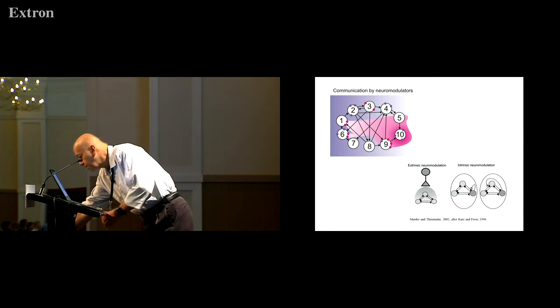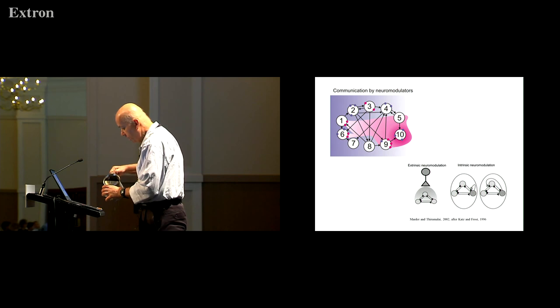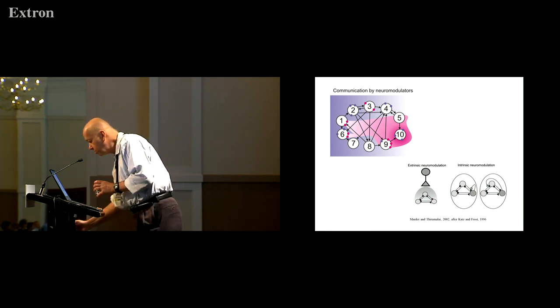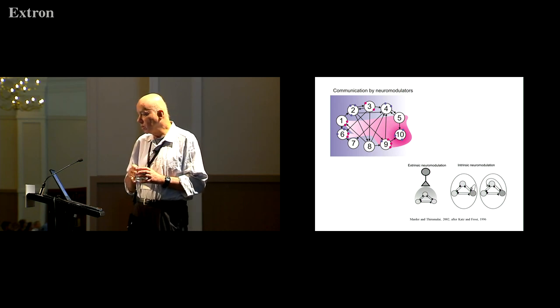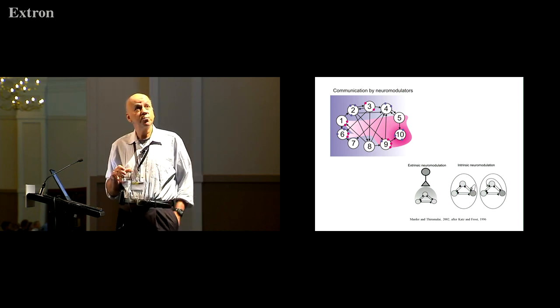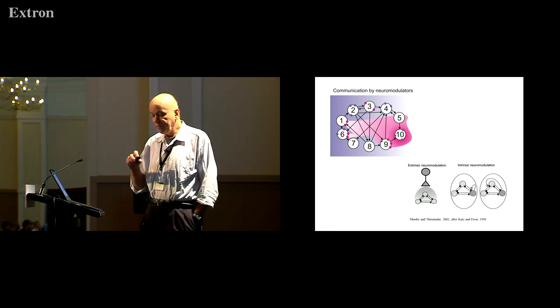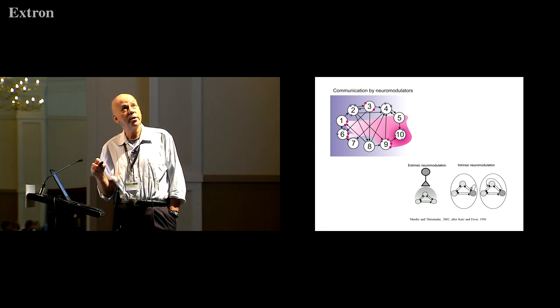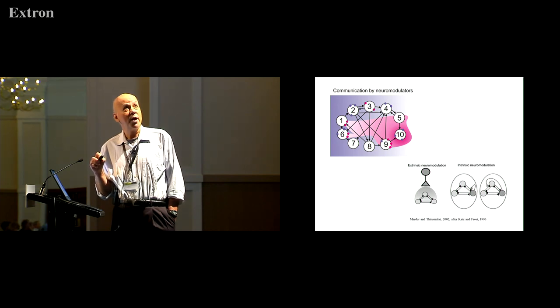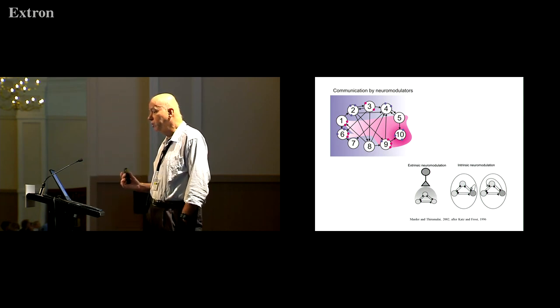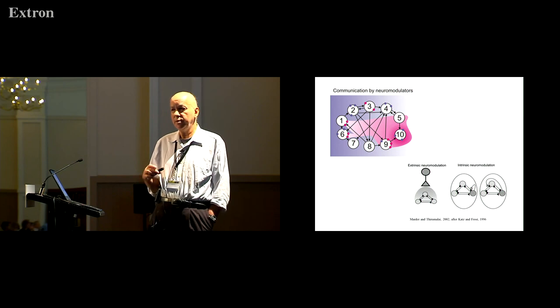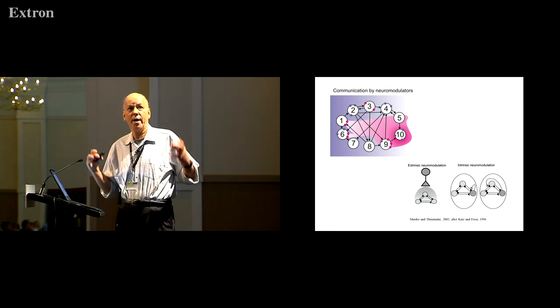Finally, I want to stress communication by neuromodulators. This is an interesting point where neuromodulators can link neurons that are not actually linked by the basic connectome at all. If the neuromodulators are released from one neuron, let's say this neuron here, and travel through the interneuronal medium to act on another neuron that has receptors for that neuromodulator, then it establishes a communication link between those two neurons that is not represented in the original static wiring diagram.